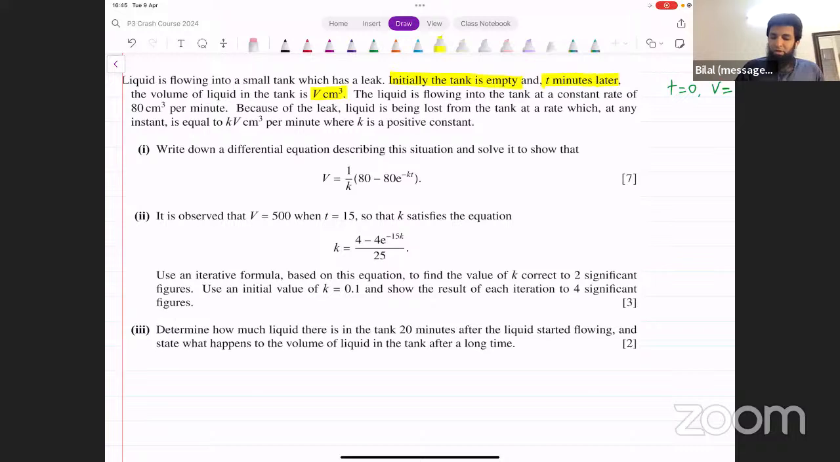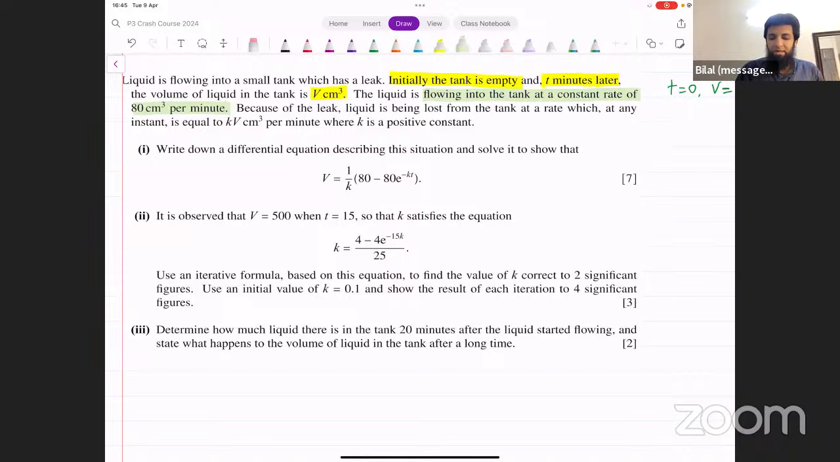The liquid is flowing into the tank at a constant rate. So now that's the statement that's basically telling you how to form the differential equation. That's telling you the rate of something. Liquid is flowing into the tank at a constant rate of 80 centimeter cube per minute. So that's the rate at which liquid is flowing into the container.